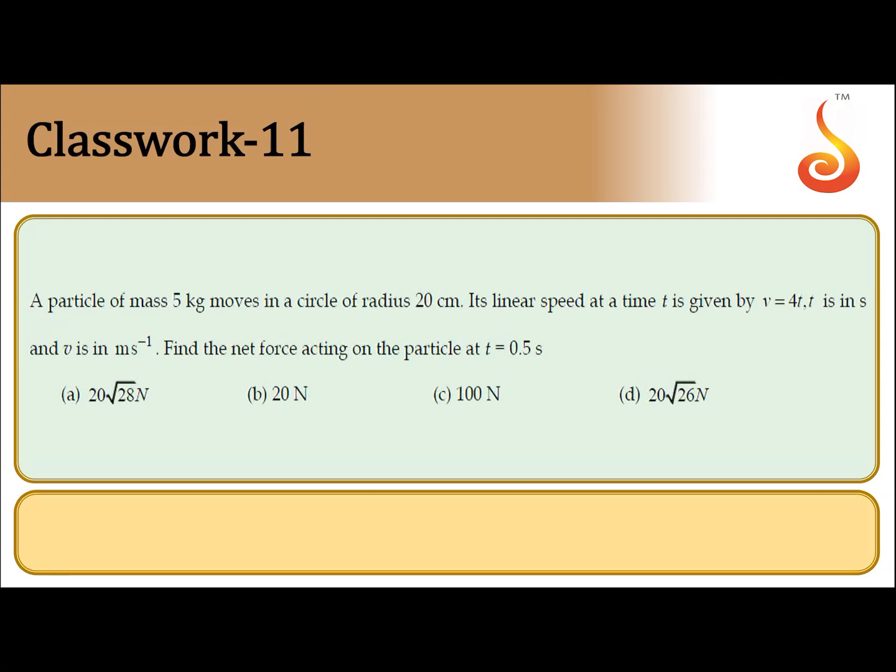Example 11. A particle of mass 5 kg moves in a circle of radius 20 centimeter. Its linear speed at a time t is given by v is equal to 4t, where t is in second and v is in meter per second. Find the net force acting on the particle at t is equal to 0.5 seconds. Okay.